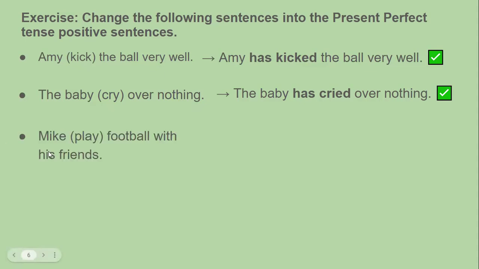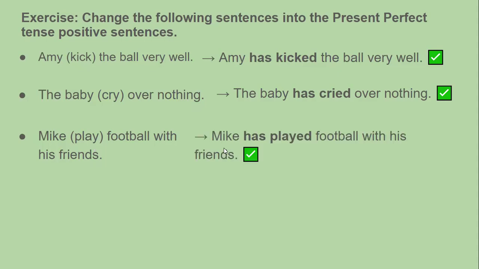Number three, Mike played football with his friends. Mike is the subject and it's a he. We have to use has after the subject, and we have to use the third form of the verb. Play is also a regular verb, so it has to become played. The correct full sentence therefore becomes: Mike has played football with his friends.